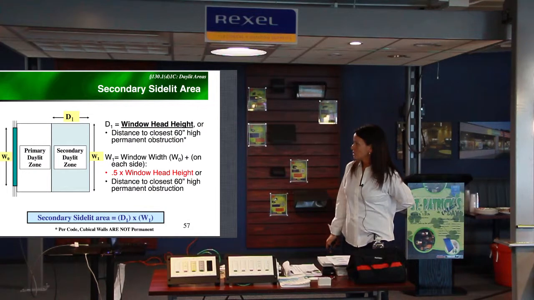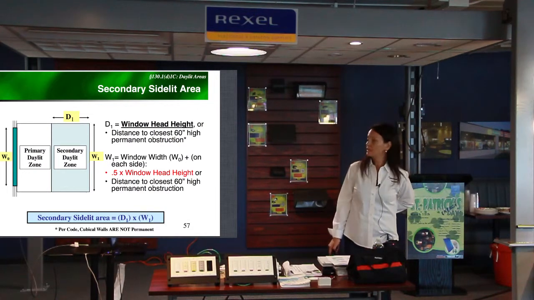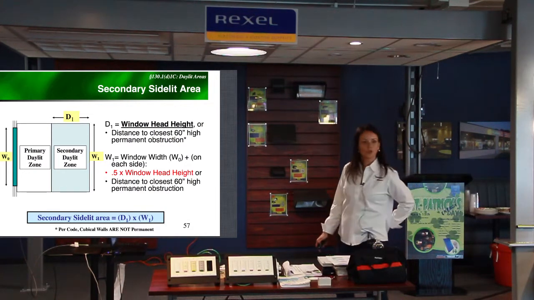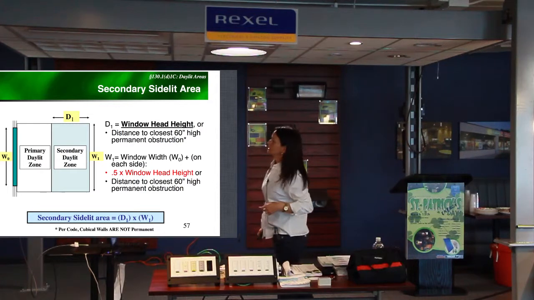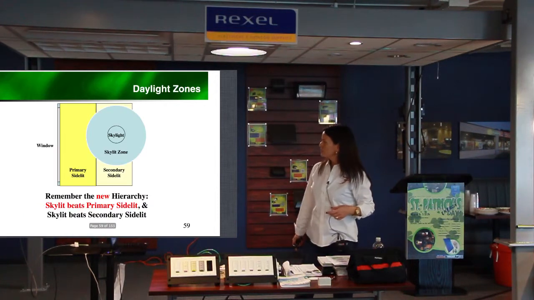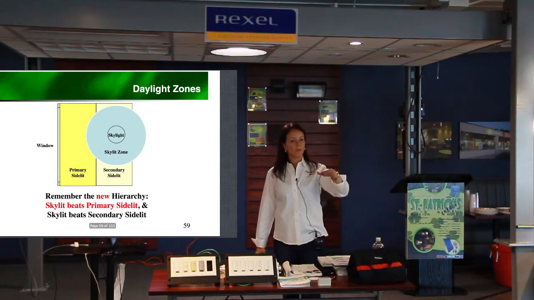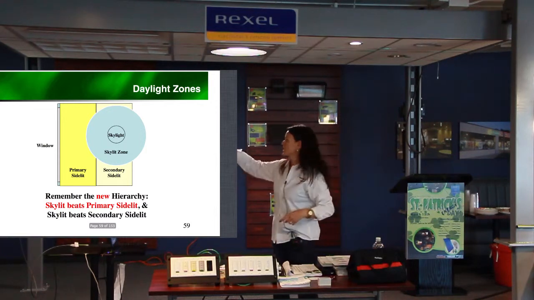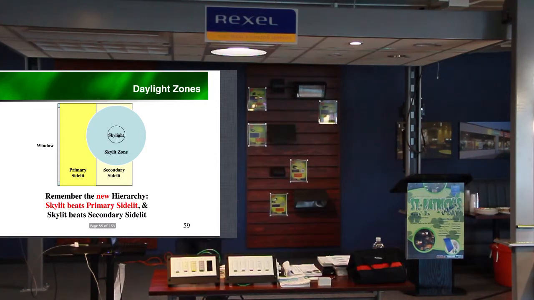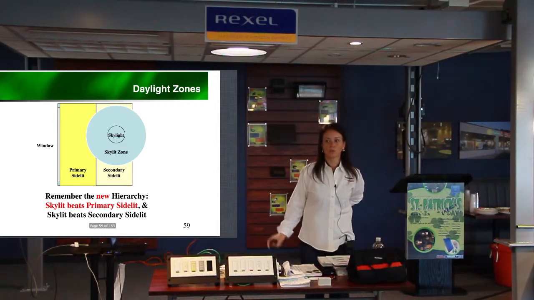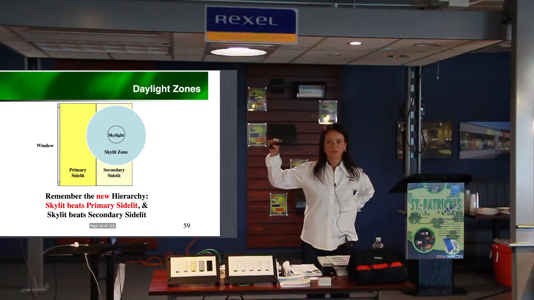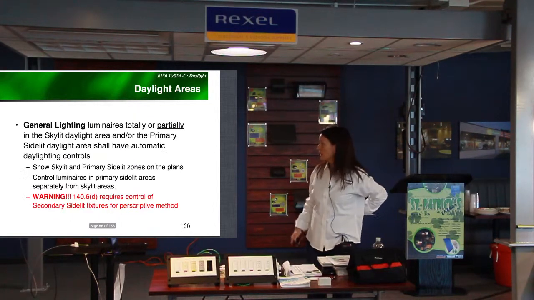Daylighting portion. So there's a primary daylit area and then a secondary daylit zone, which matches the same size. So whatever the window header height is here, you repeat, that's the secondary daylit area. And it used to be primary beat skylight. Now the skylight is the mandated one. And then you go to primary and secondary. So that has been changed and adjusted in the code. So skylight always wins, and then primary and then secondary.